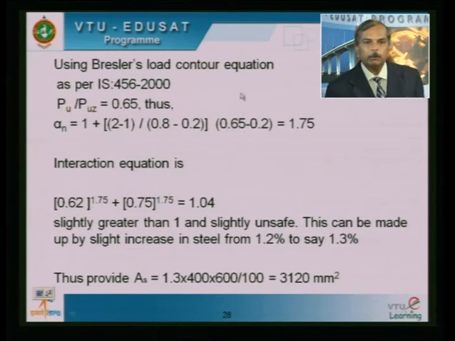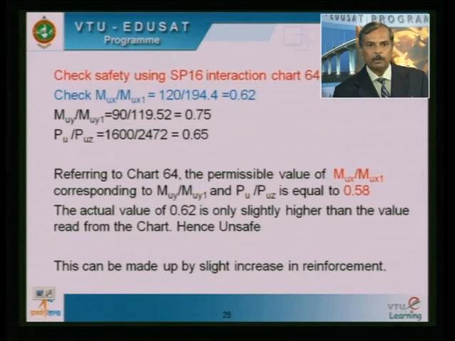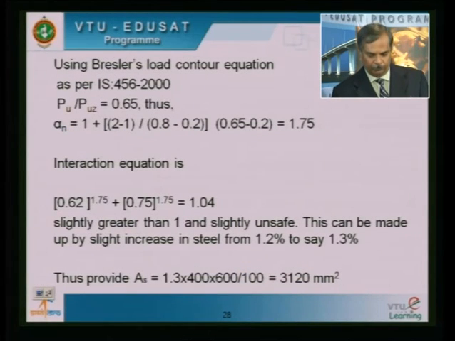With this Brewster load contour equation, PU by PUZ is 0.65 in this case, corresponding to this, your alpha n is 1.75, and use this alpha n in this equation. These 2 values, MUX by MUX1 and MUY by MUY1, have already been calculated. You can see those values here, 0.62 and 0.75. Now, if you put 0.62 and 0.75 here, it is 1.04. It is rather equal to 1, that is what I can say. There is not much of a difference, but still it is slightly unsafe.